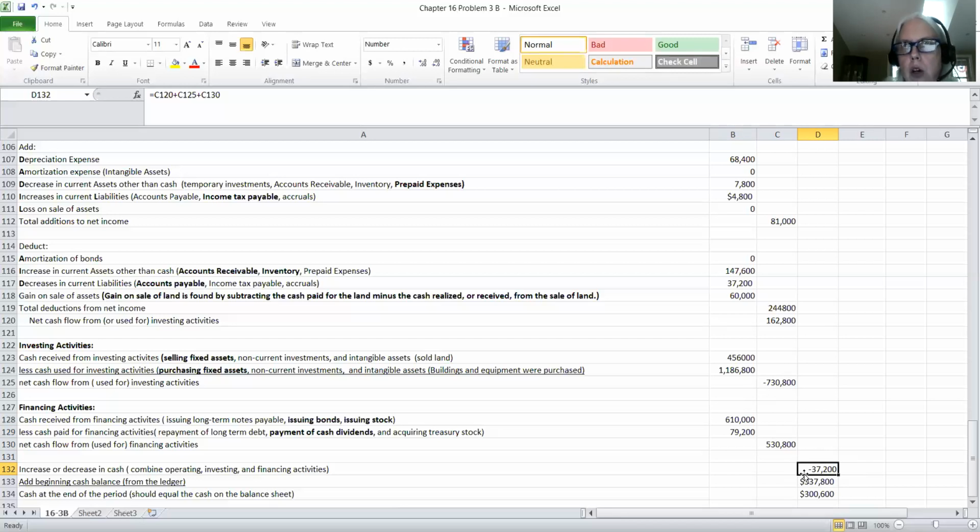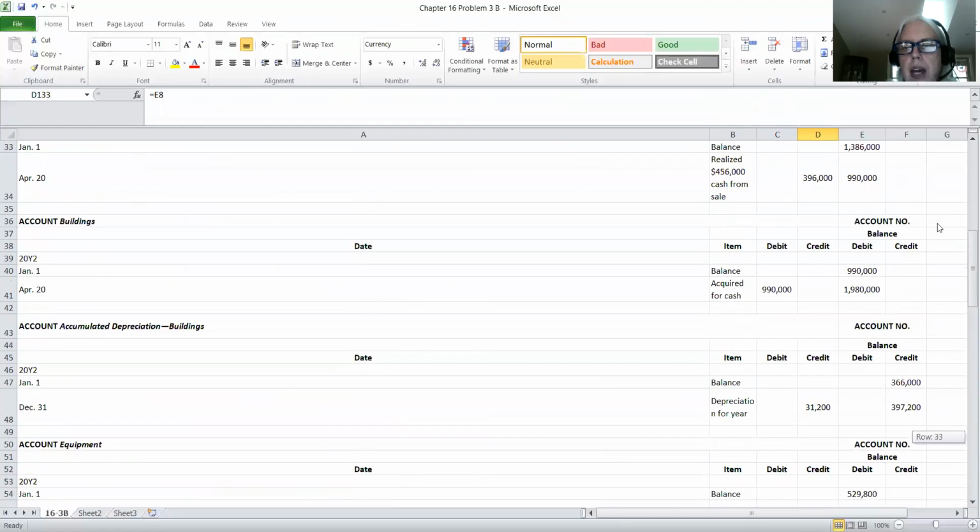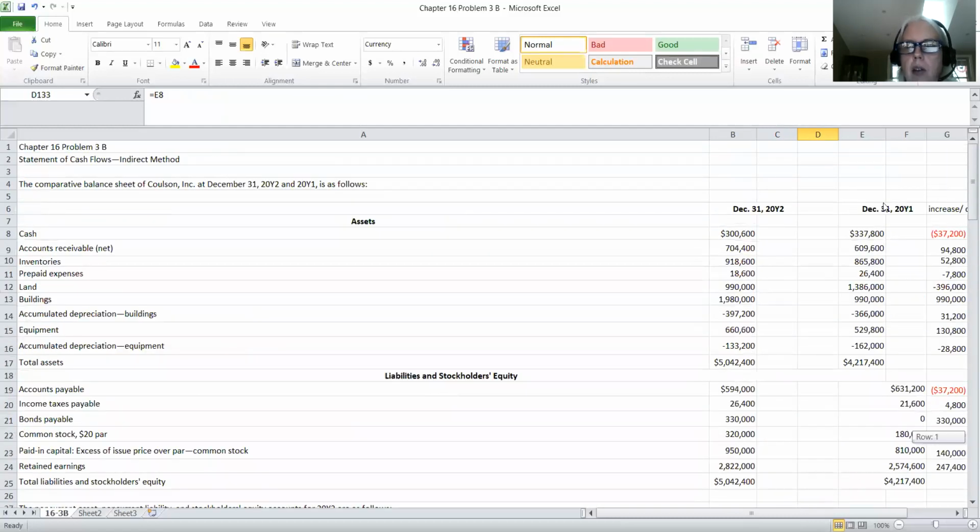So when you are recording in Cengage, if you have a negative amount for a decrease in cash, make sure you put a minus sign in front of that so that it will count your problem correct. To this negative decrease in cash that we had for this period of time, we're going to add the beginning cash balance. The beginning cash balance can come from the ledger or the balance sheet. In this case, it's coming from our balance sheet, the beginning balance was $337,800.